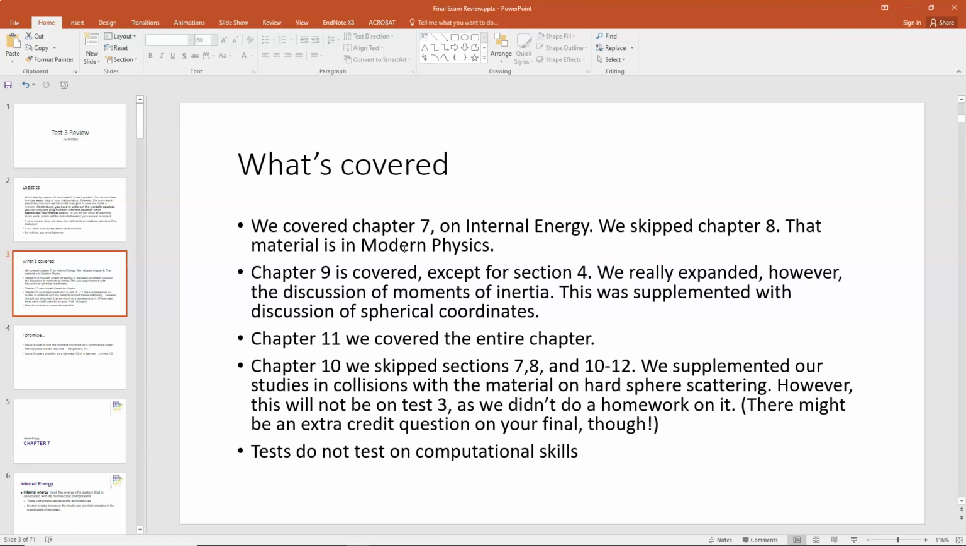We covered pretty much the whole chapter, and we also supplemented it with some stuff about the damped-driven harmonic oscillator from your supplementary text, K and K. We skipped Chapter 8, that's modern physics stuff. Chapter 9's covered except for Section 4, and we really expanded discussing moments of inertia and spherical coordinates. In Chapter 11, we covered the whole chapter.